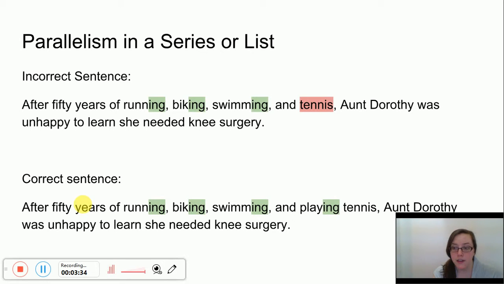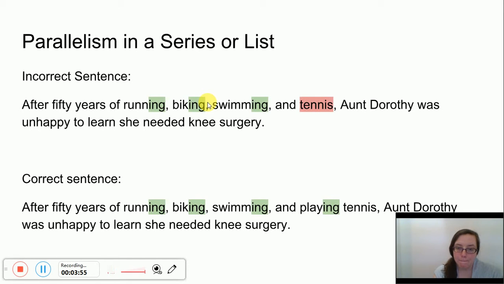One of the ways that parallelism factors into your writing is if you're writing a series or a list. So here is an incorrect sentence. It says, "After 50 years of running, biking, swimming, and tennis, Aunt Dorothy was unhappy to learn she needed knee surgery."